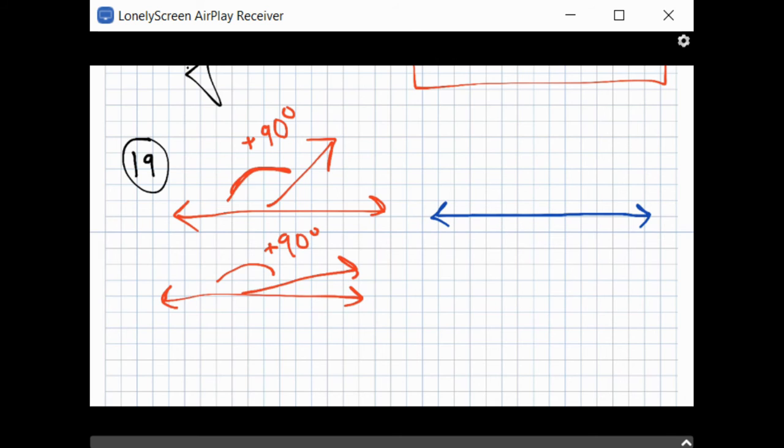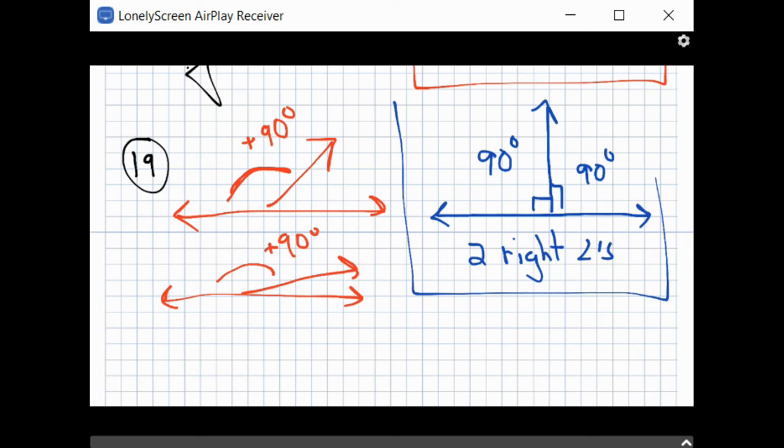What if it looks like this? Those are supplementary angles. They add up to 180, but that is not greater than 90 degrees. In fact, they are both 90 degrees. And by definition, a 90-degree angle is not obtuse. It is a right angle. These are right angles. So the counterexample would be 2 right angles, and I would abbreviate angles like that.